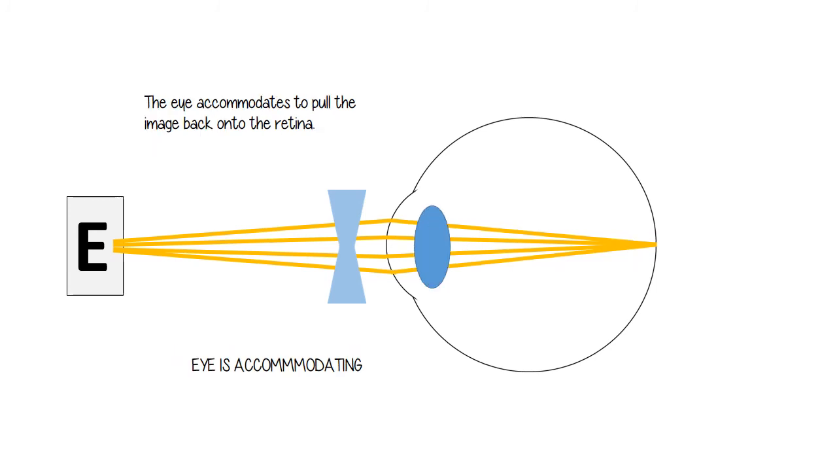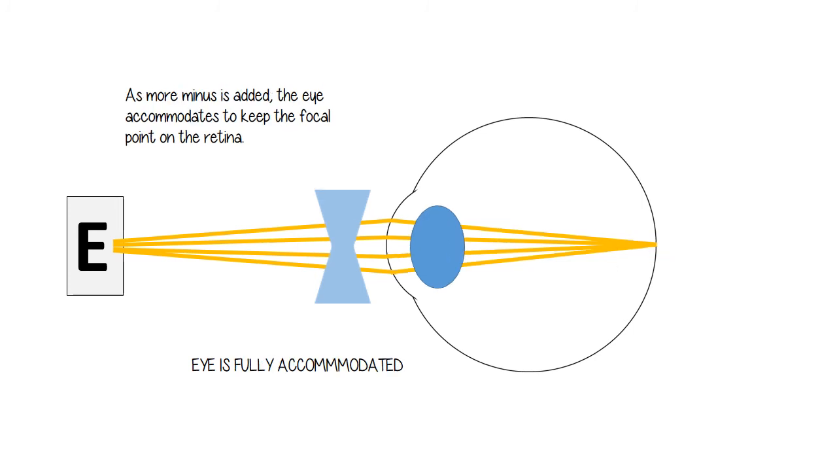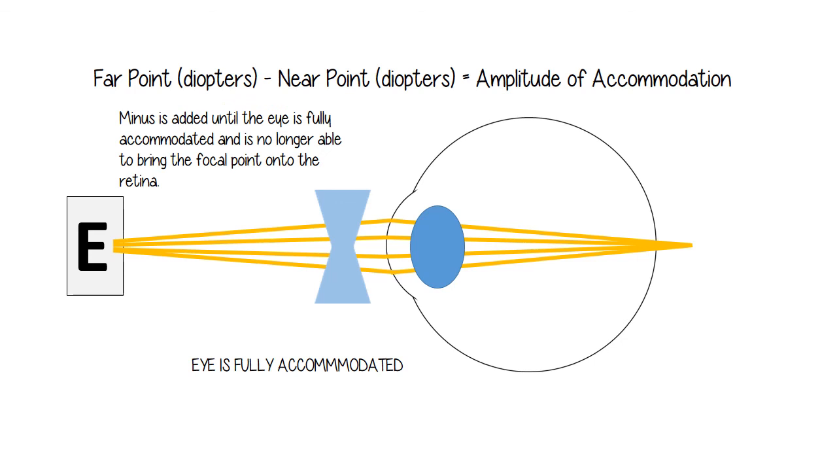So the eye accommodates, pulls the focal point back onto the retina. And then we add more minus, pushing the focal point farther behind the retina, and then the eye accommodates a little bit more to pull it back. And this continues until the eye can no longer accommodate any farther. It's fully accommodated. We add just a touch more to make sure. And then that's recorded as the near point. Now, the accommodative amplitude is the difference between the far point that we got with the plus lenses and the near point that we got with the minus lenses.